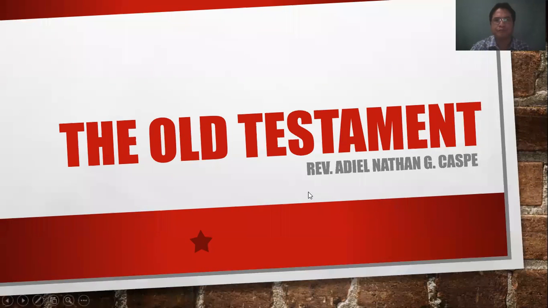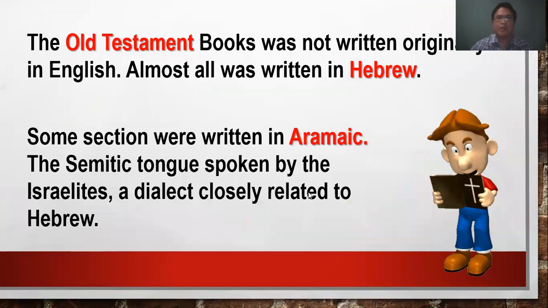The Old Testament book, or the Hebrew Bible, was not written originally in English. Almost all of it was written in Hebrew, and some sections of the books were written in Aramaic, the Semitic tongue spoken by the Israelites, or a dialect closely related to Hebrew.